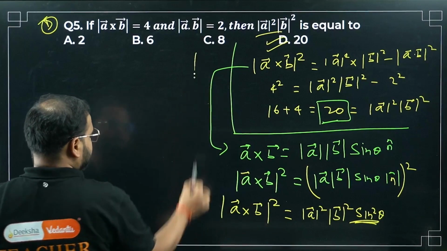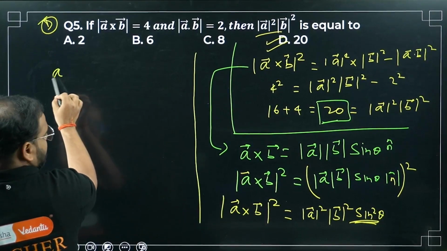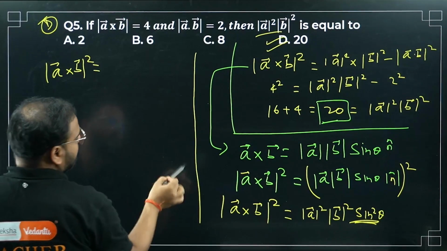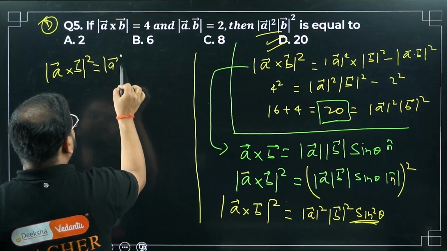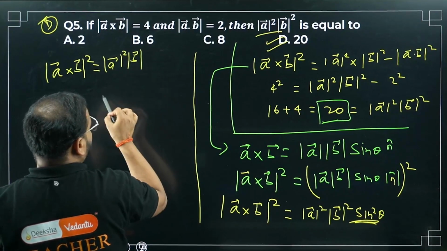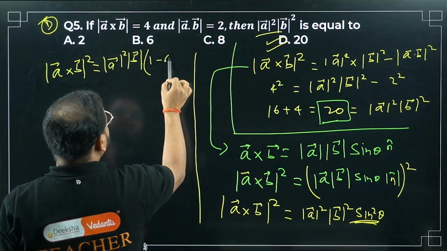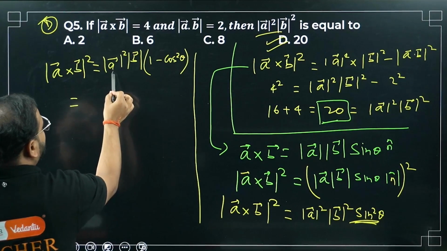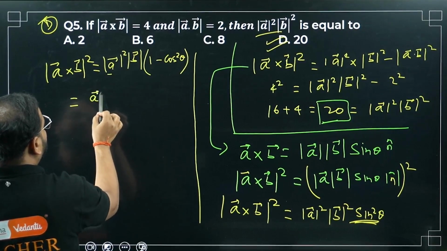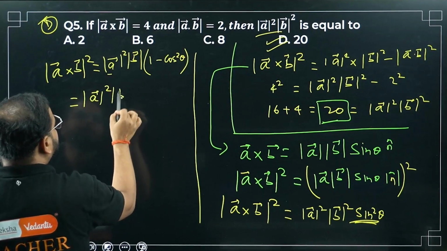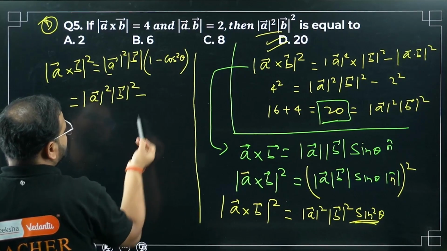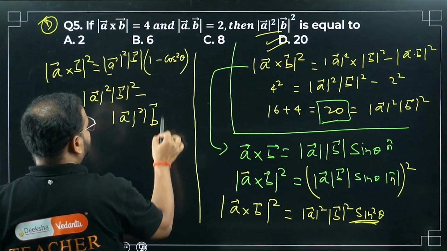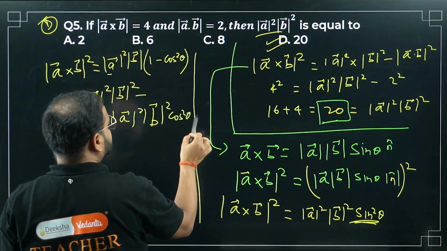Have a look now. So I can write A cross B, the whole square, equals what? This will remain as it is: A square, B square, and this will become 1 minus cos square theta. Expand on the RHS part. If I multiply this with 1, I'm getting A square, vector B square, minus the same thing: A square, vector B square and cos square theta, right?